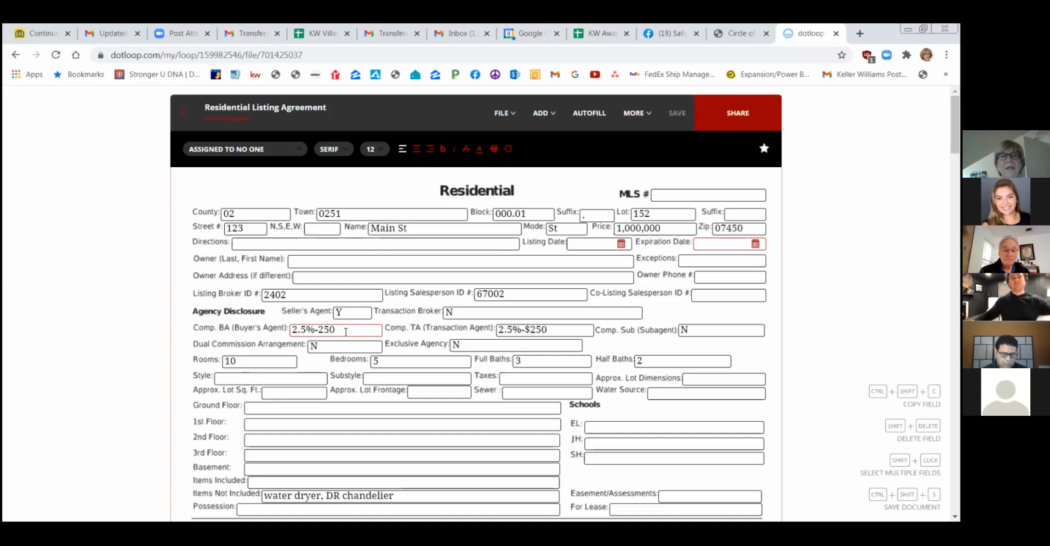But typically, as you know, the commissions are divided in half, not always, but usually. And so if this were what's probably the most common commission of 5%, the buyer agent and the transaction agent would get 2.5% minus 250. We really don't have sub-agents anymore, so you're just going to put N in this spot. Okay, then you're going to add up the number of rooms, but you're not going to add every room.